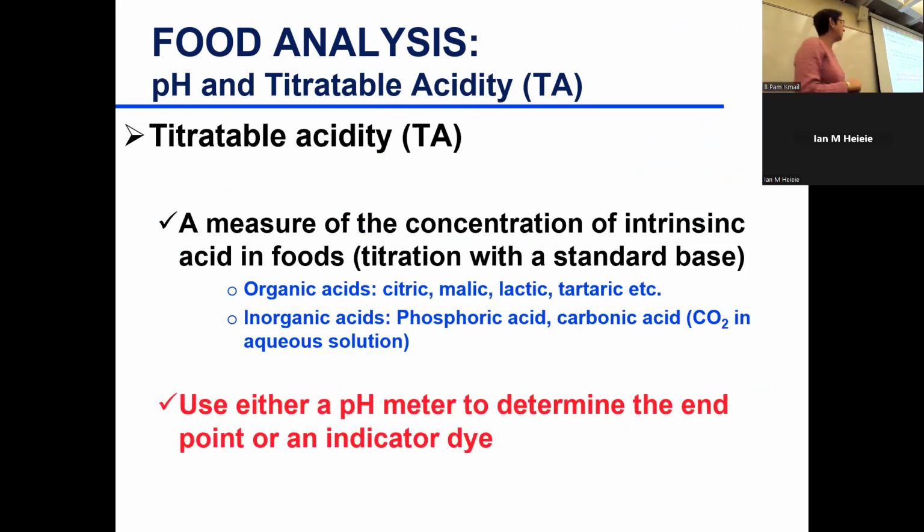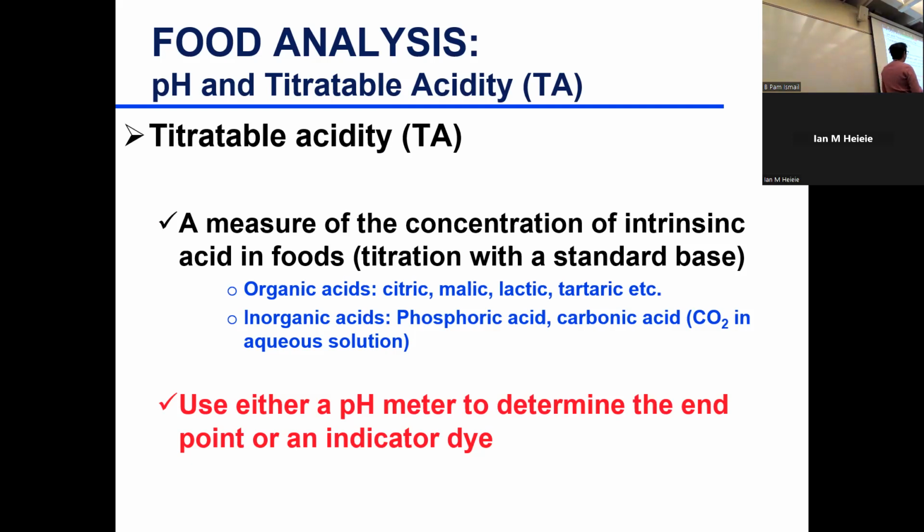Okay, so titratable acidity. Here we're measuring the concentration of intrinsic acid in food. Sometimes in a food you have multiple different acids, but the major acid would be the one that you would account for to determine percent titratable acid. We have citric, malic, lactic, tartaric. Inorganic acids are sometimes added to beverages. Phosphoric acid usually is added to beverages. Let's say high protein beverages, they add phosphoric acid to bring the pH down.